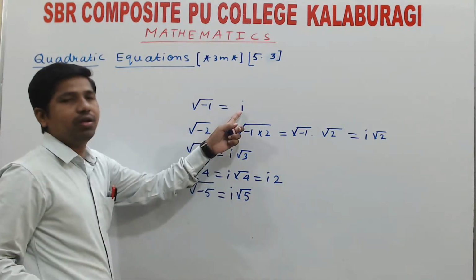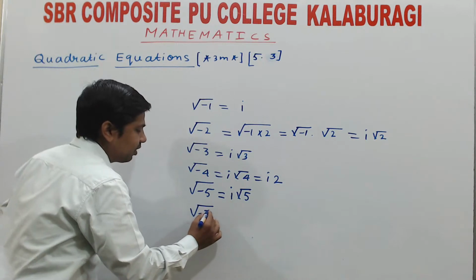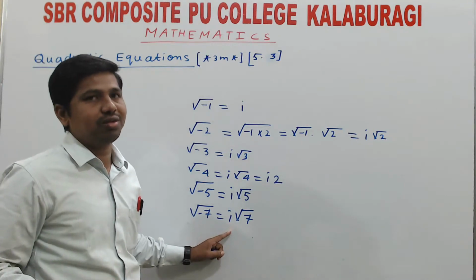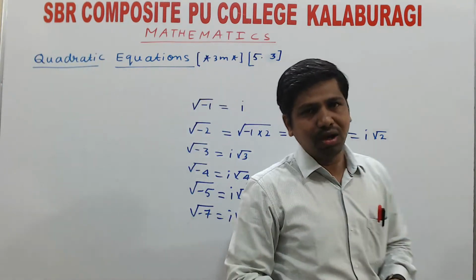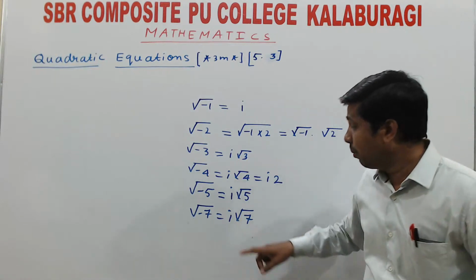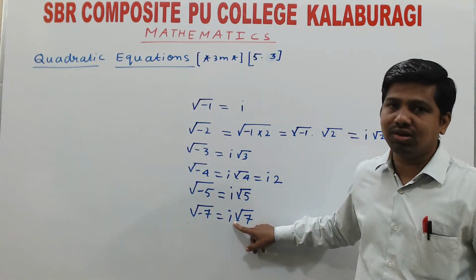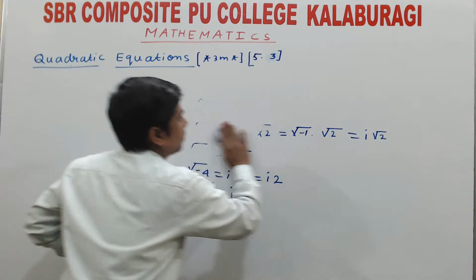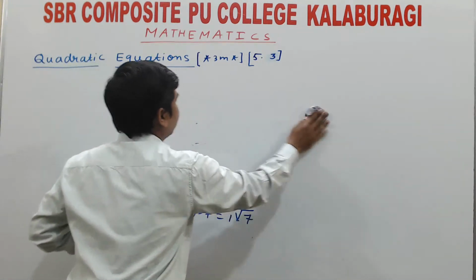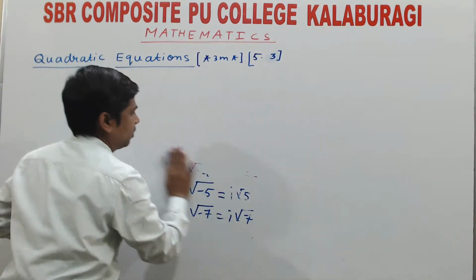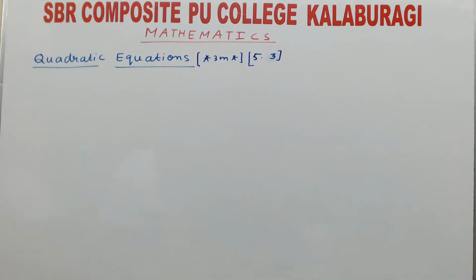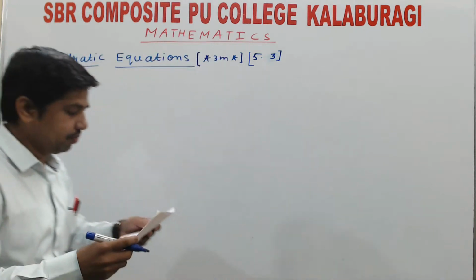We denote I as what? Root of minus 1. If it is root of minus 7, it is I into root 7. Right? So this is very important for us to represent, because the chapter name is complex numbers, real plus imaginary. We should mention the imaginary number here. So I indicates it's an imaginary number. First, we'll go for work examples.